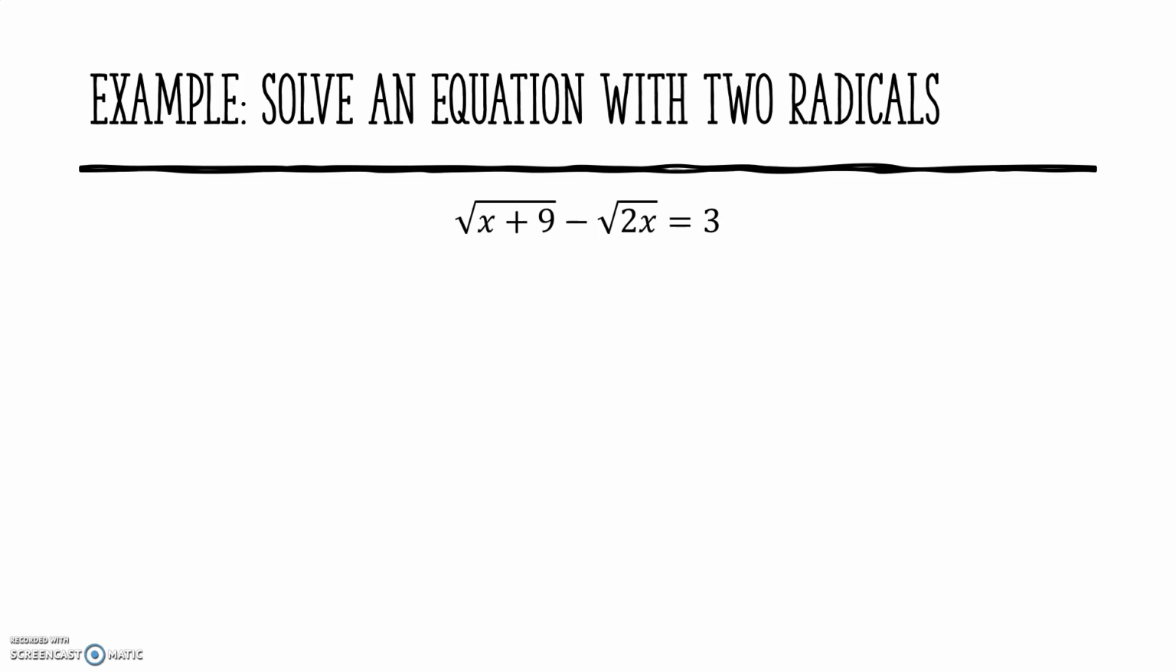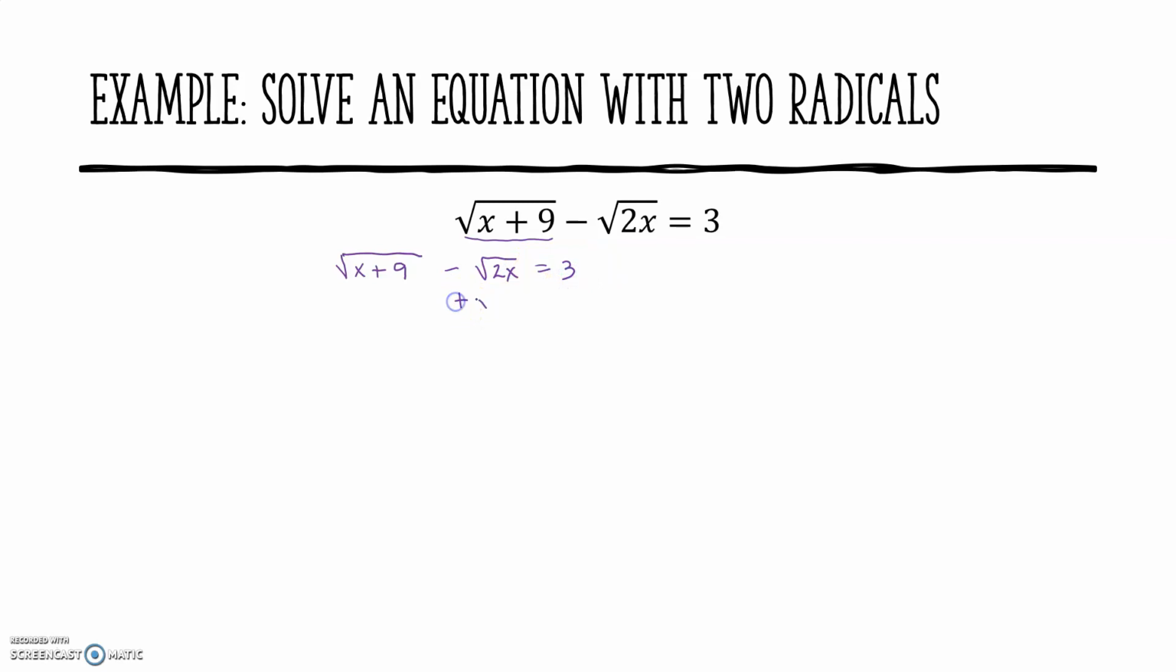First of all, I have two houses, and I want to clean up the outside of one of the houses first. It's not wrong to choose either one. I'm going to choose to clean up the outside of square root of x plus 9. So right now I have square root of x plus 9 minus square root of 2x equals 3.